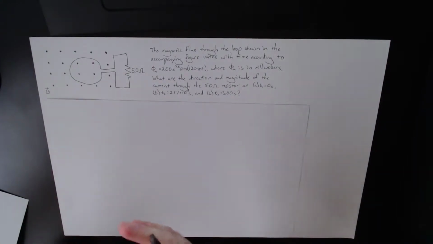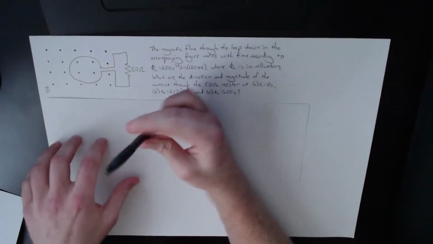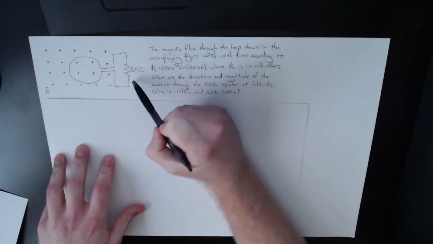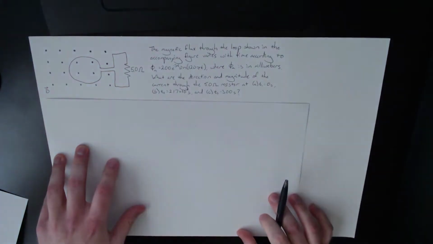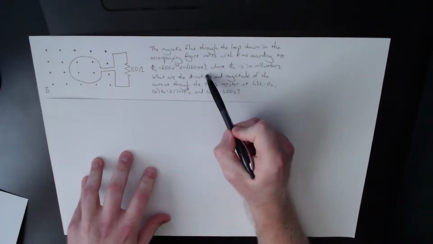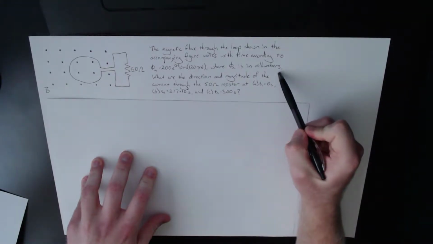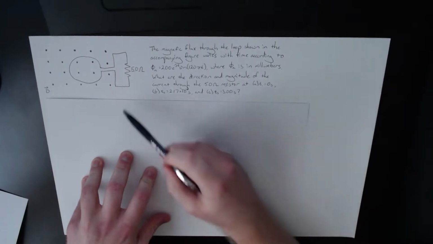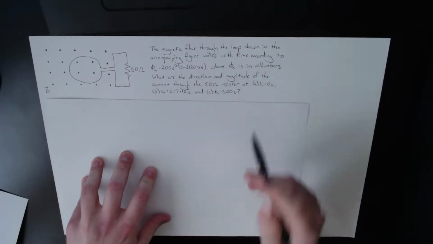We are told that we have a magnetic field B directed upwards out of our page, passing through the given circuit connected to a 5 ohm resistor. We're told that the magnetic flux, phi sub m, follows this expression here in units of milliwebers, and asked to find the direction and magnitude of the induced current through our resistor at 3 separate points in time.